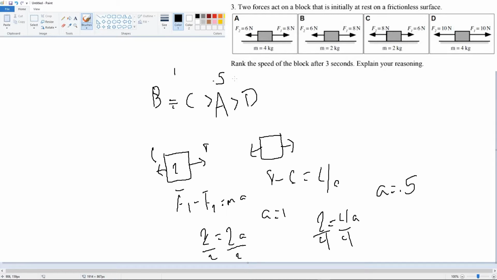And then finally for block D, the net force of the object is 0 because it has 10 newtons to the left minus 10 newtons to the right, which gives you a net force of 0. Alright, and that's question 3 for you.